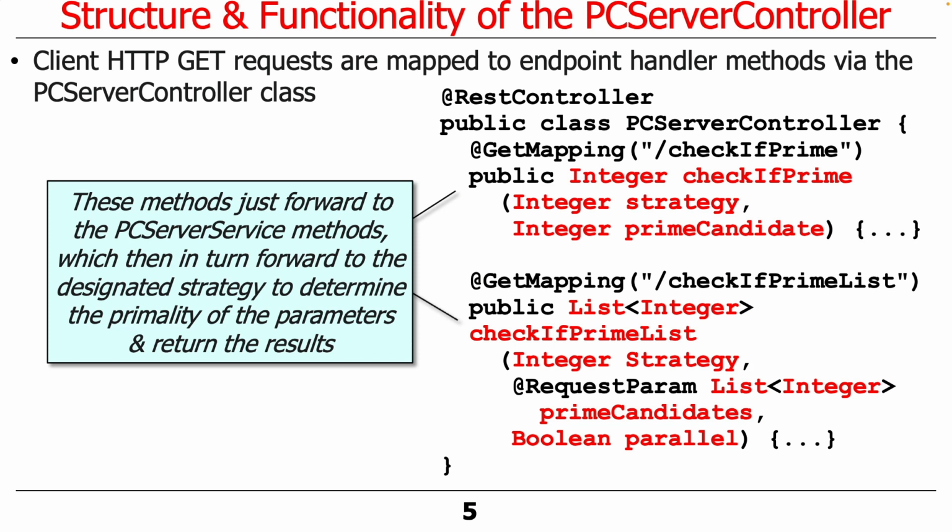And as you can see here, these methods, we call it checkIfPrime, which takes a single integer. That's obviously for the client that sends them one at a time. We also have another thing here, which is checkIfPrimeList, which takes a list of integers and does something with them.